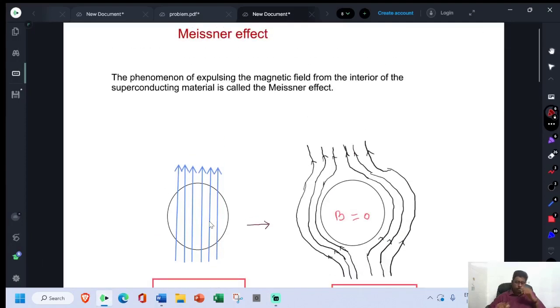In this presentation, we will talk about the Meissner effect. Meissner studied the behavior of a superconducting material when it is placed in a magnetic field. We know that the normal conductor allows the magnetic field to pass through. However, a superconducting material does not allow the lines of force to pass through it.